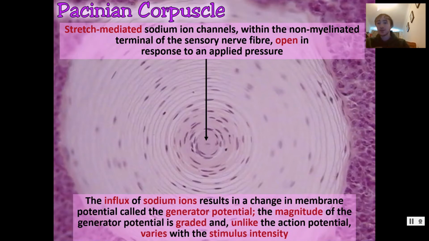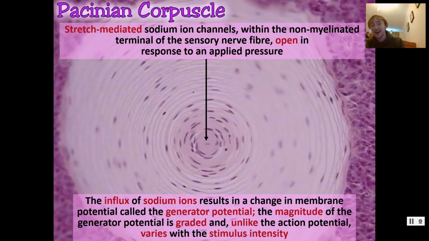Now, the sodium ions then rush in, and just like with the action potential, we're going to be going above a threshold, then we're going to go through it, basically an action potential. But this is called a generator potential because it's not caused by previous sodium ions having entered, it's caused directly by some stimulus, in this case pressure, on the stretch-mediated sodium ion channels.